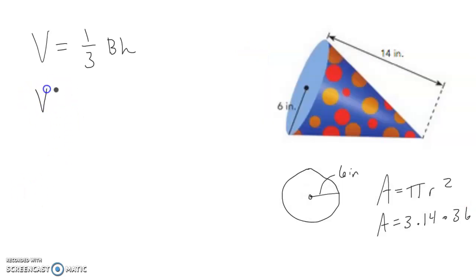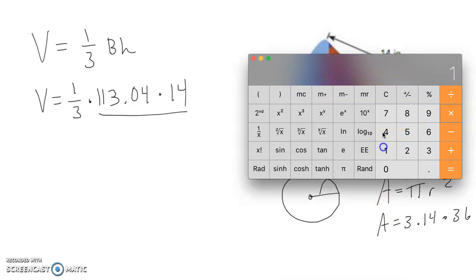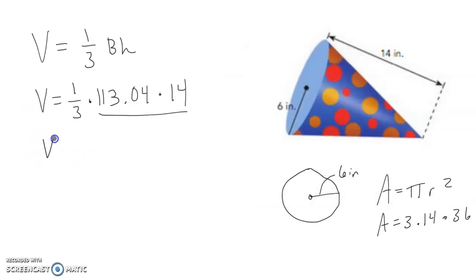So now I know the volume equals 1/3 times 113.04 times the height, which we now know is 14. I like to do this part first. 113.04 times 14 equals 1,582.56. Now if I just divide that by 3, which is the same thing as multiplying it by 1/3, volume equals 527.52 inches cubed. All right.